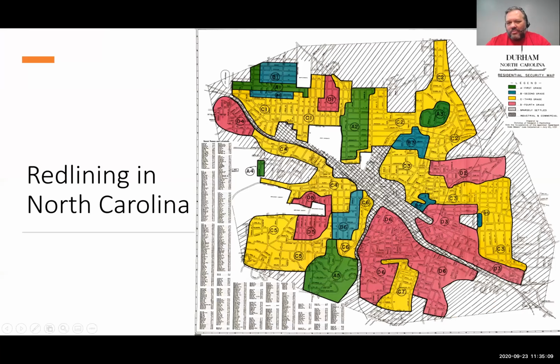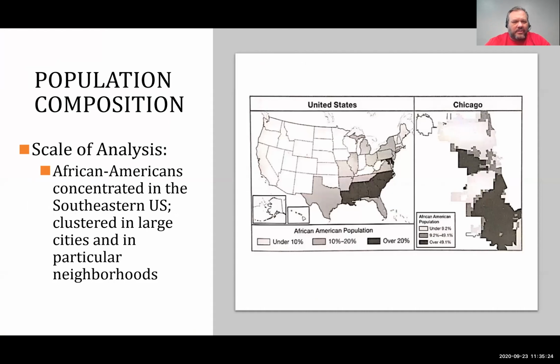All right. Here's redlining in North America. And so this would say, look, different parts of this map are where we're going to segregate people in terms of lending money to buy a home. All right. And so if we look at the scale of analysis, this can also have an impact.